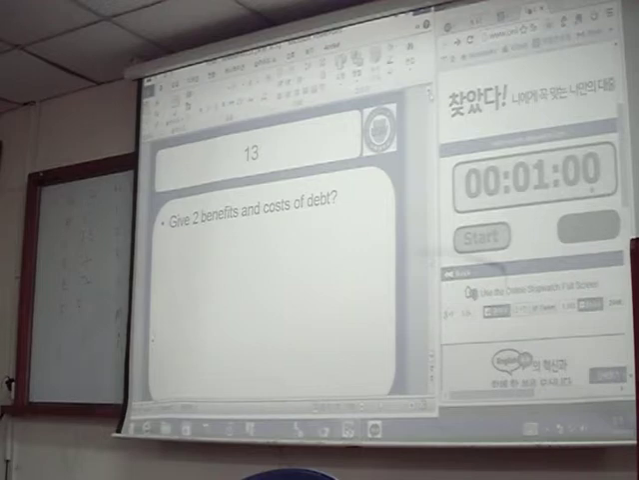Question 13, two costs of debt. We looked at the benefits and the costs of debt. We were talking about the financing mix. What's the best financing mix to have? What are two benefits of using debt? What are two costs of using debt?